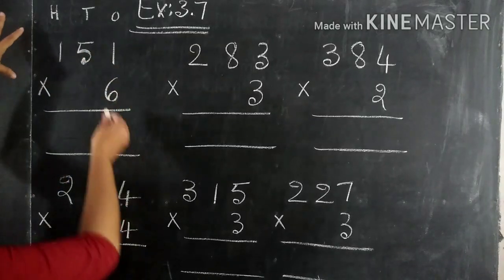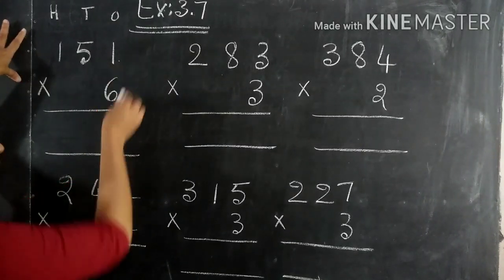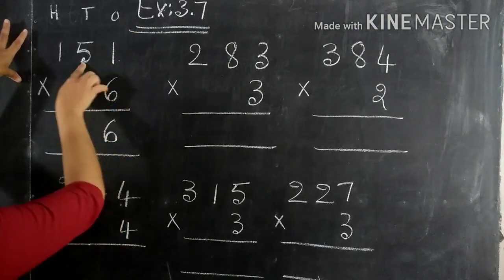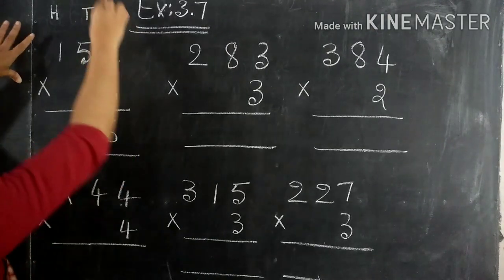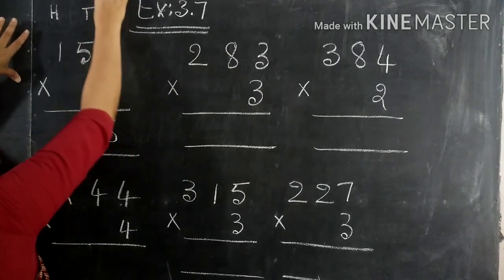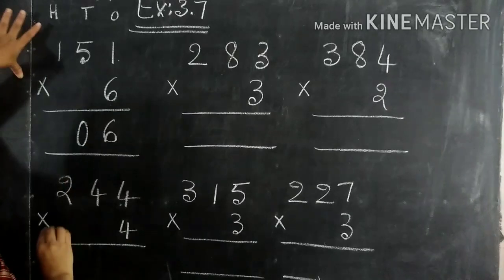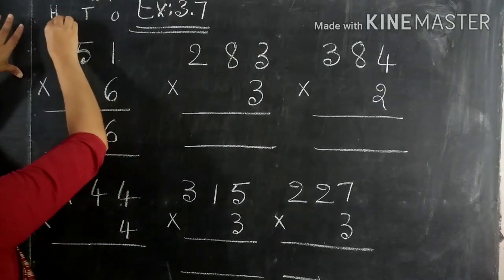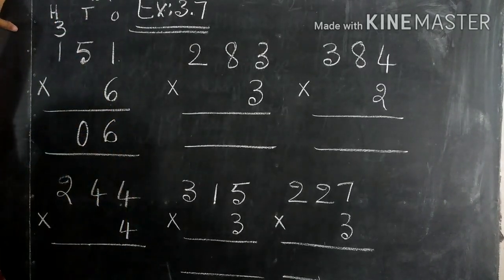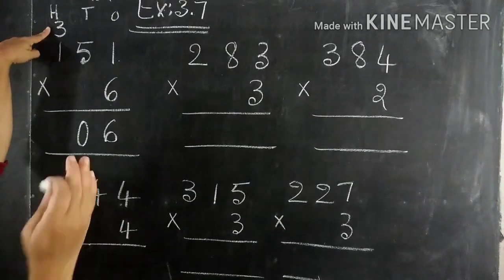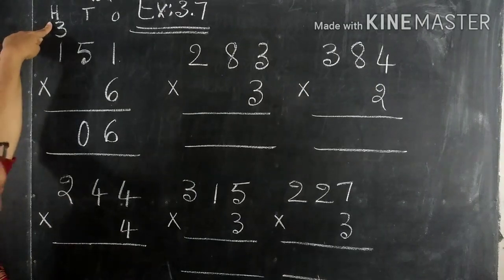151. So see, first 6 ones are 6, exactly in one's place. 6 5s are 30, right? 30 means 0 down you will write here, and you will carry this 3 to hundreds place. We learned this already before. We carry the 3 to the next place, that is here hundreds place.